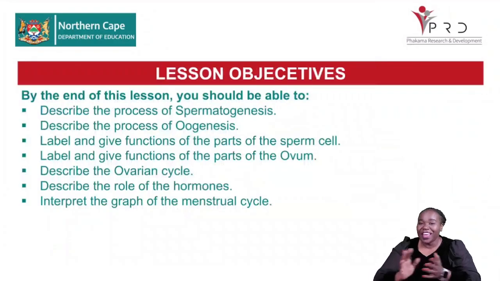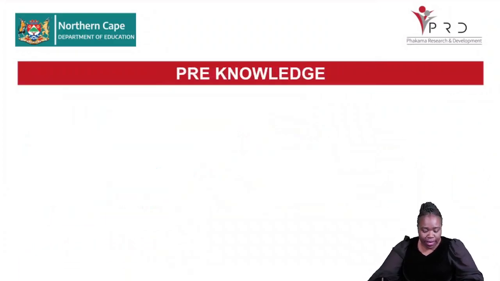All right, so by the end of our lesson today, you should be able to describe the process of spermatogenesis. You should also be able to describe the process of oogenesis. You should be able to label and give functions of the parts of the sperm cell, as well as label and give functions of the parts of the ovum. And then you should be able to describe the ovarian cycle together with the role of the hormones that are involved in that cycle. And then you should also be able to interpret the graph of the menstrual cycle, which is what we will be looking at today.